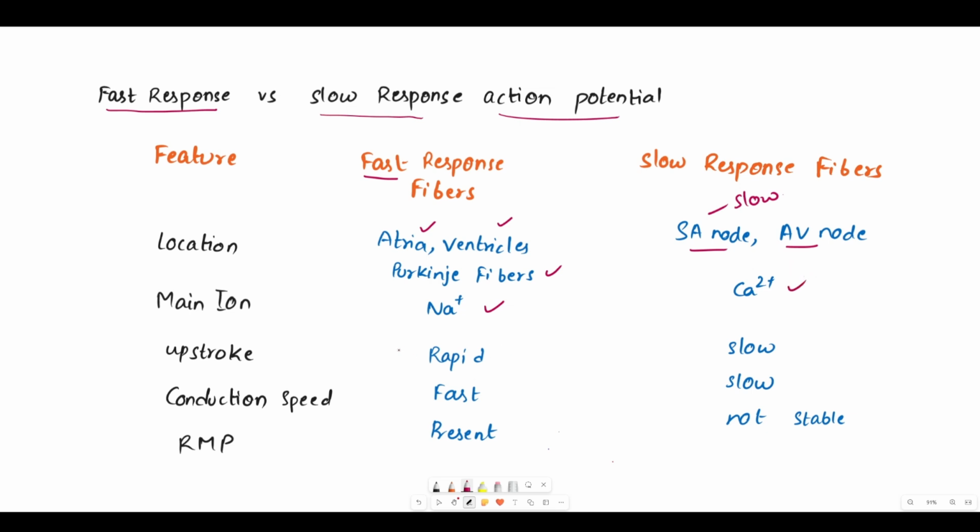Coming back to the upstroke, in the fast response fibers, it will be rapid. Coming to the conduction speed, it will be fast. And the same thing coming to the slow response fibers, the upstroke and the conduction speed will be slow. Coming back to the resting membrane potential, in the fast response fibers, it is present, and the resting membrane potential will not be stable in case of slow response fibers. So this is a small difference between the fast response versus the slow response action potential.